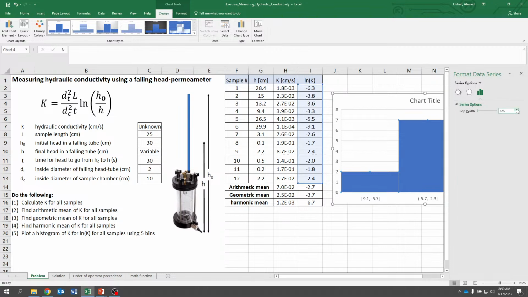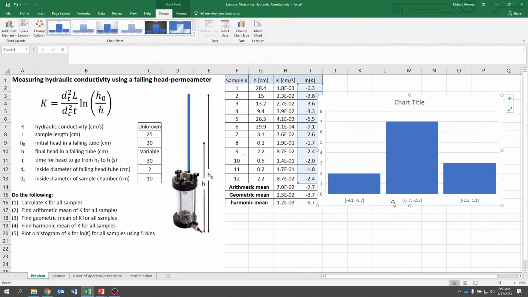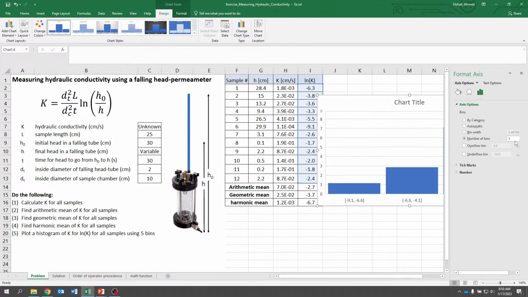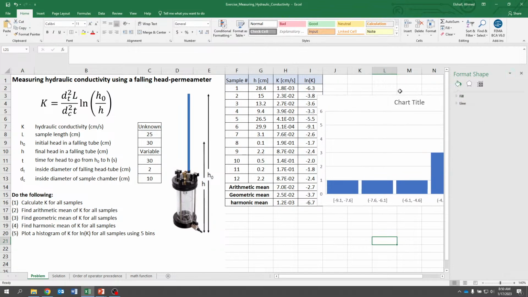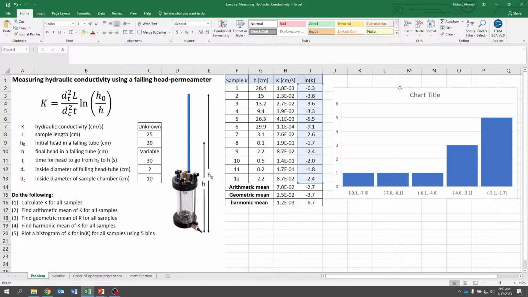Oh, here, this is basically something else. Here, I'm just putting a gap between these so that they would look better. But here you select the axis, format axis, and then the number of bins, I want to change this to 5, so 5 groups. Okay, so now I have this in 5 groups.